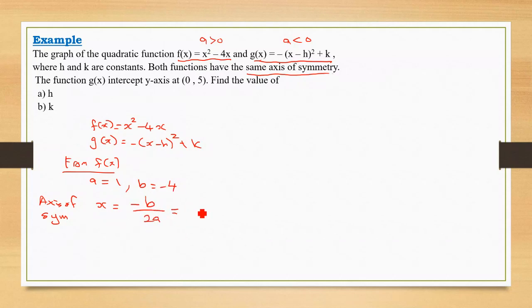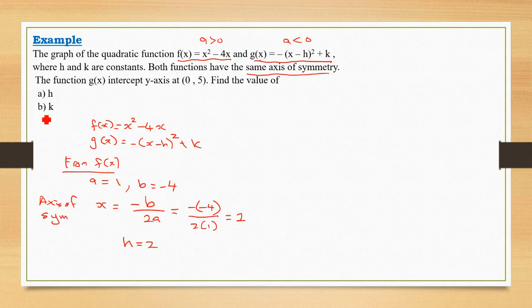So your b is negative 4, over 2 times 1. This is positive, positive, so you will get 2. So this 2 is your h. Therefore, your h is 2 because it's the same axis of symmetry. Solve it. You no need to use completing the square. You only need to know this formula, negative b over 2a. This is from the quadratic formula.